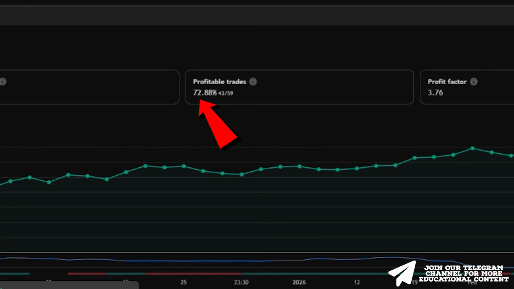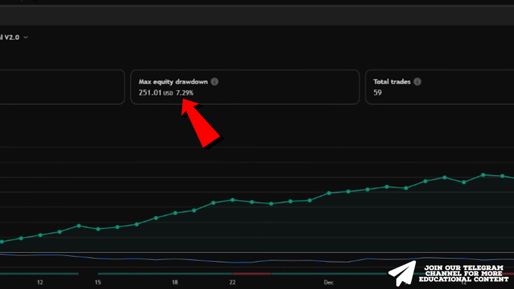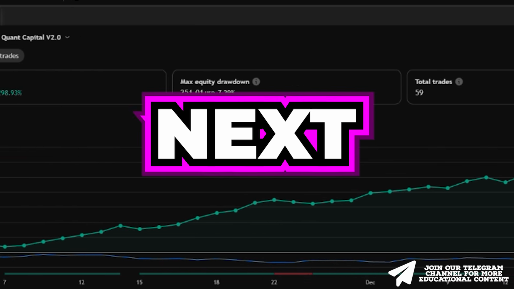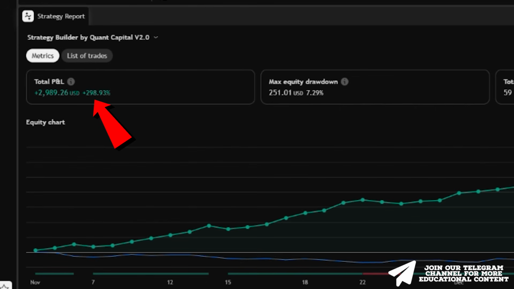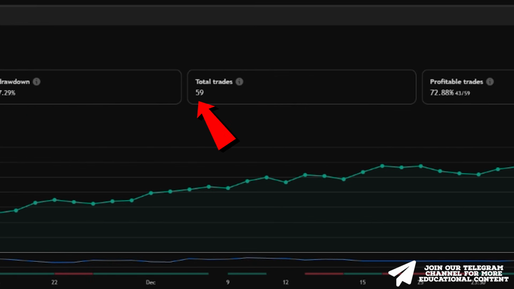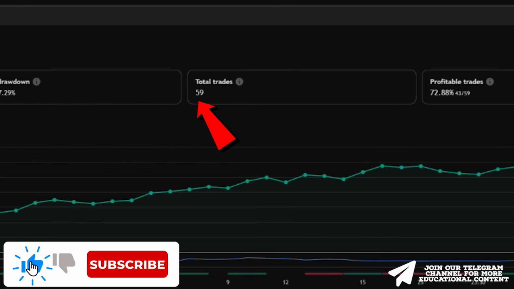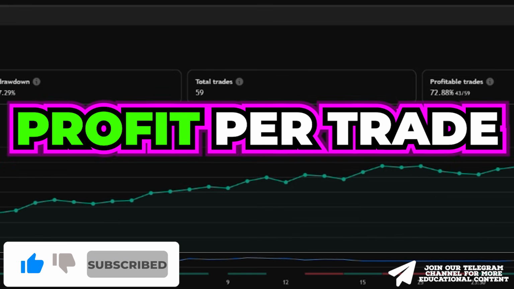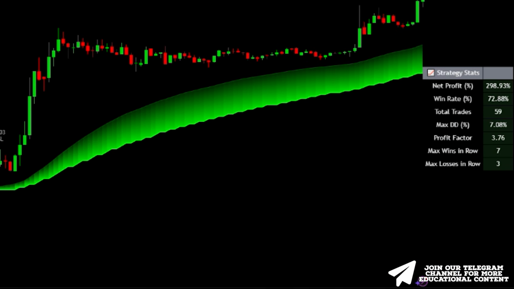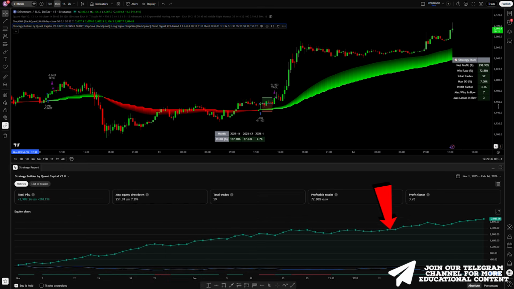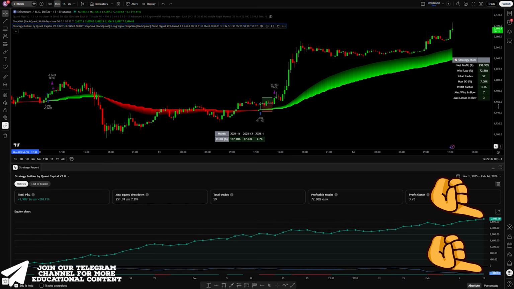Bingo! The win rate improved to nearly 73%. More importantly, we cut the max drawdown by more than half to only 7%. Next, we got an even higher net profit of around 300% from a notably lower number of trades, considerably improving profit per trade. Moving on, the strategy recorded 7 straight winning trades compared to 3 losses in a row. The equity curve is mind-blowing, completely outperforming the buy and hold approach.